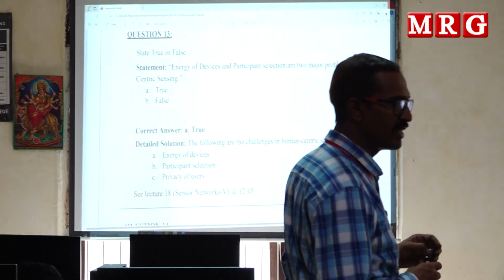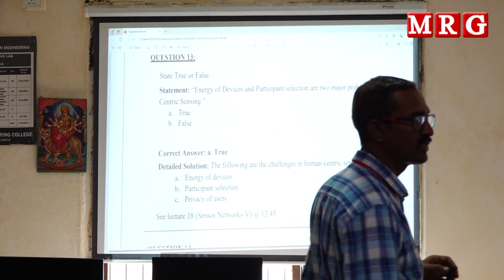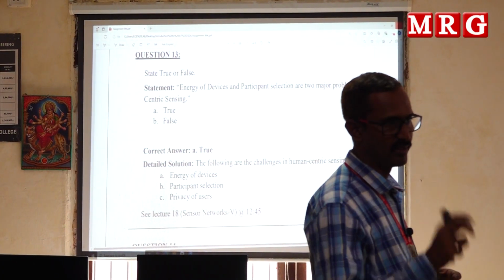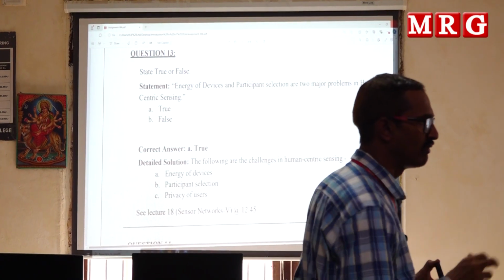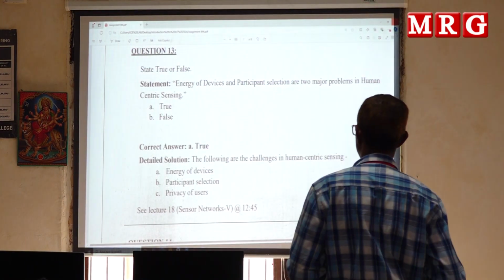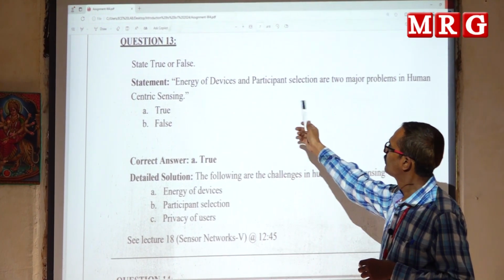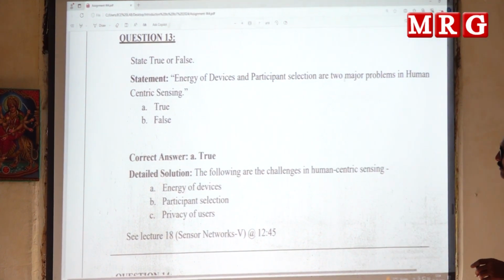The challenges in human-centric sensing are, first, energy. Energy is a problem. Energy means supply, battery, power given to the sensor networks. Then participant selection, and privacy of users. These are the 3 problems. Next.